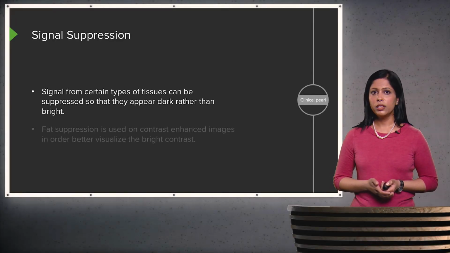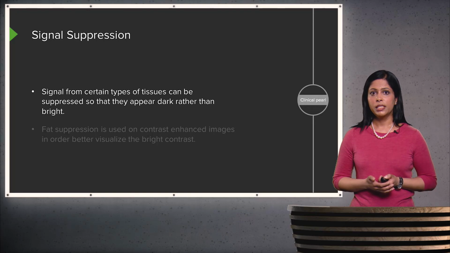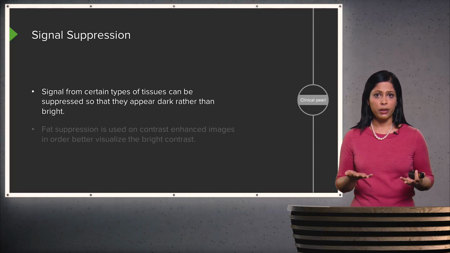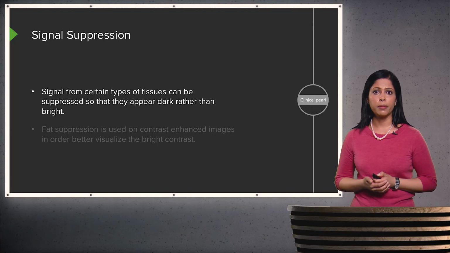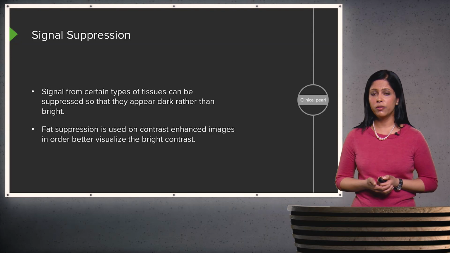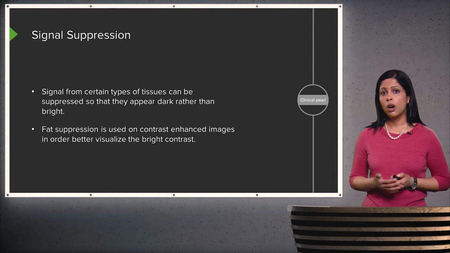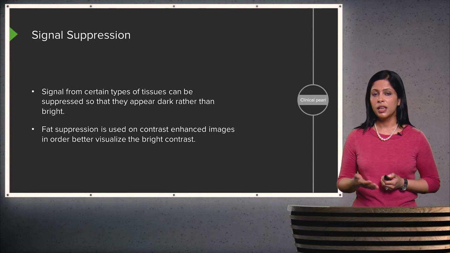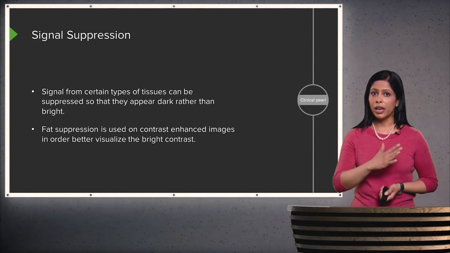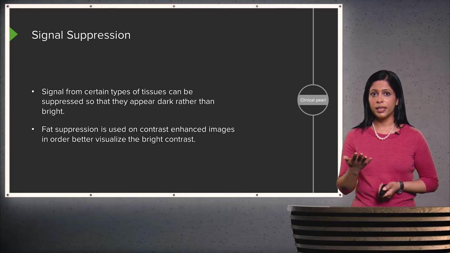So on MRI, signal can also be suppressed from certain types of tissues, and this can be used for diagnostic purposes. So signal is suppressed so that it appears dark rather than bright in a situation where you would normally expect it to appear bright. So fat suppression is often used on contrast-enhanced images in order to better visualize the bright contrast. So contrast will appear hyperintense, and when you have a T1 weighted image, you want everything else to appear hypointense so that the bright contrast is easily seen.